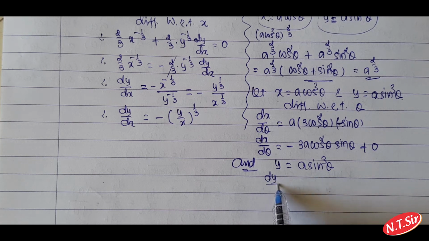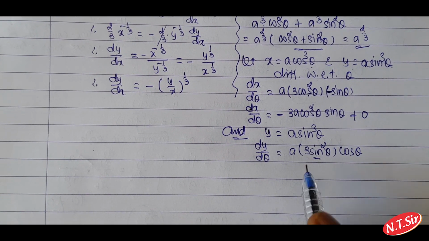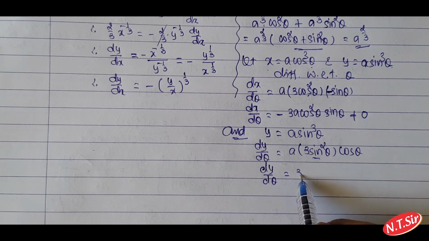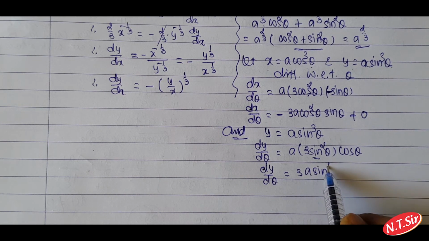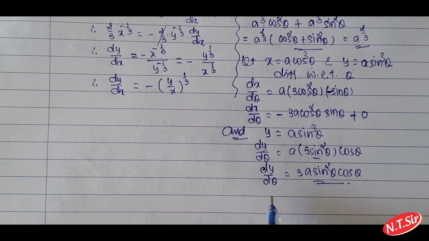So dy by d theta is equal to a constant, derivative of sin cube theta is 3 sin square theta, and derivative of sin theta is cos theta, right. That is dy by d theta. So dy by d theta is equal to 3a sin square theta cos theta, right. So what is your answer now?